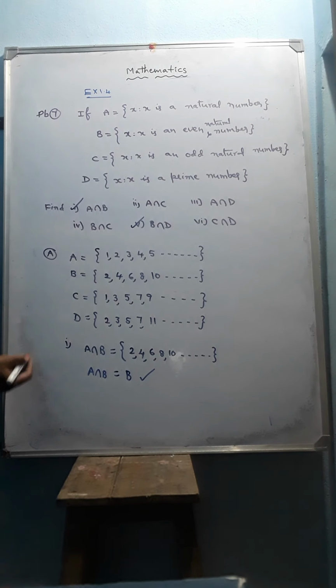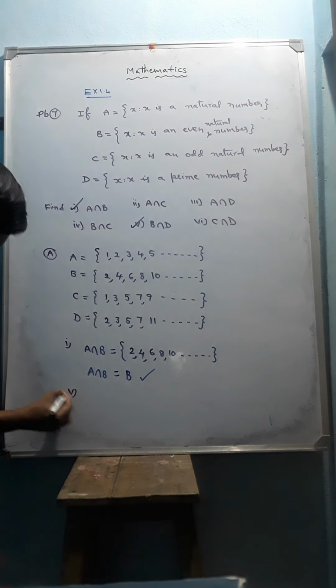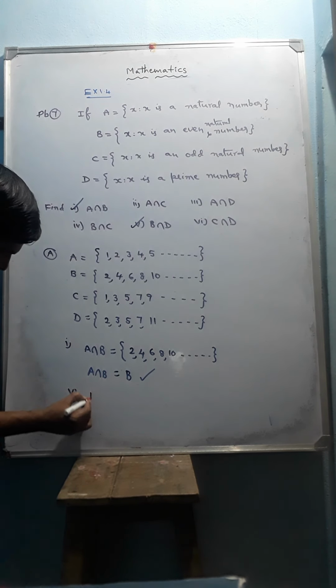Okay, next problem number 5. So what is the problem number 5? Problem number 5 is B intersection D.